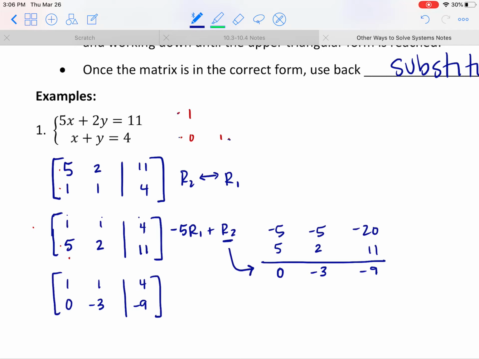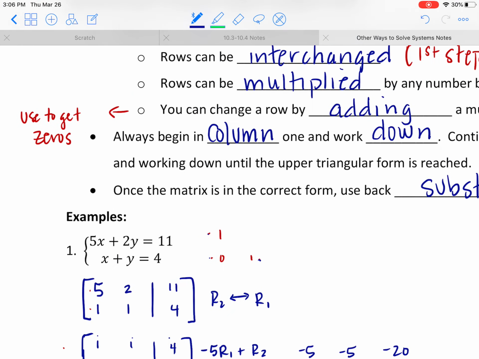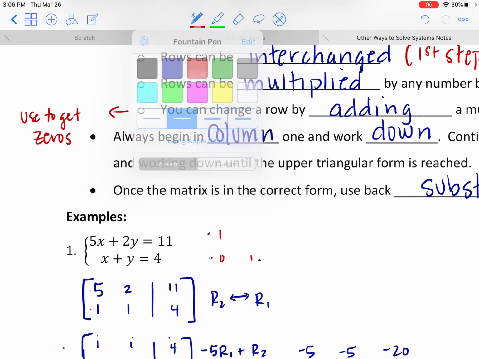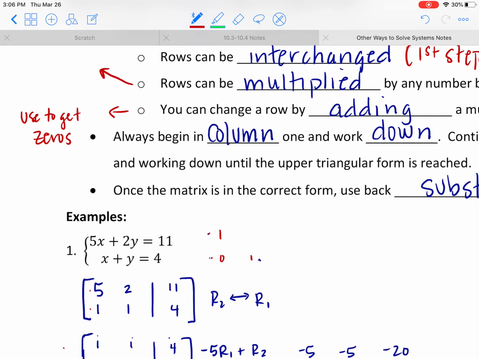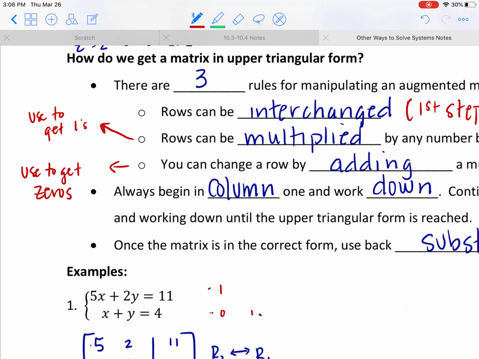Okay, so I'm one step closer to the goal. The goal was to get the 1 here, the 0 here, and then lastly, this 1. So I can do that using my second rule. The second rule here is the one I'm going to use. This is the rule I'm going to use to get 1s.